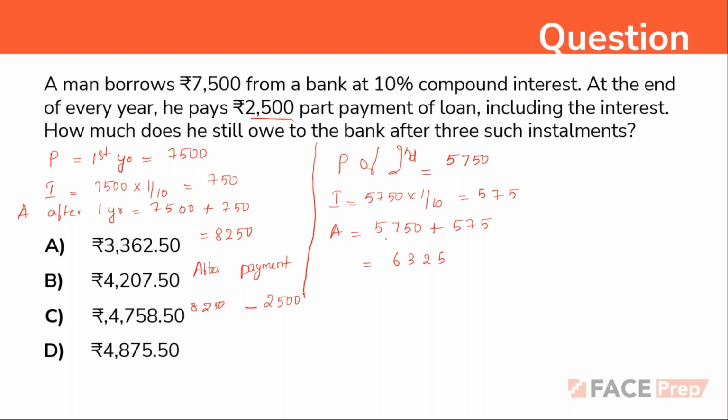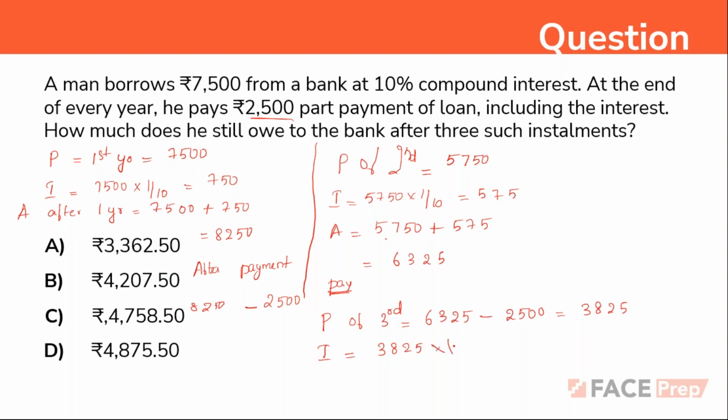This is the amount. Now again, what will I do? I'll pay, right? So after paying, what will be the amount? I need to subtract 2,500 from 6,325. So this amount will be the principal of what? Third year. So the principal of the third year will be 6,325, that is the amount. From that, I'll be paying 2,500. So my amount is 3,825. Now what will be the interest?